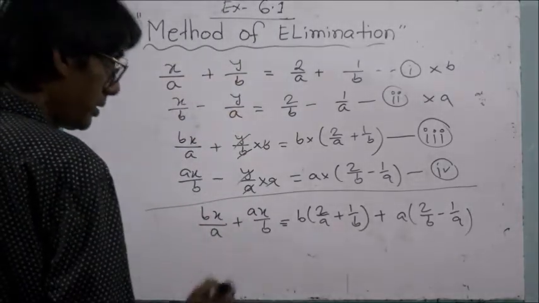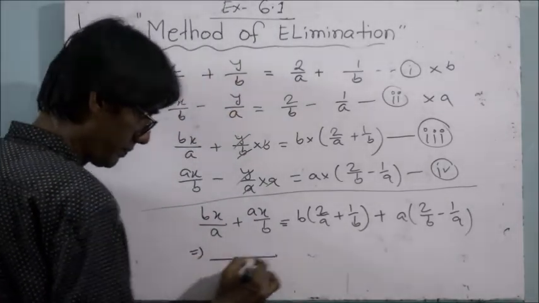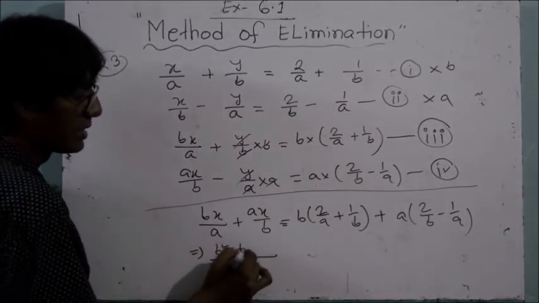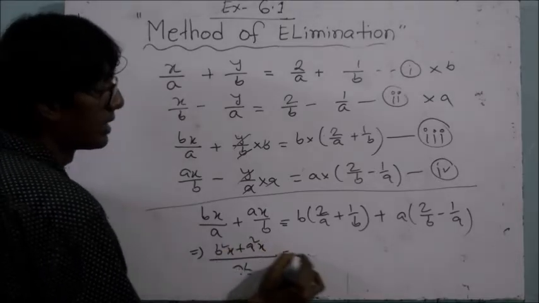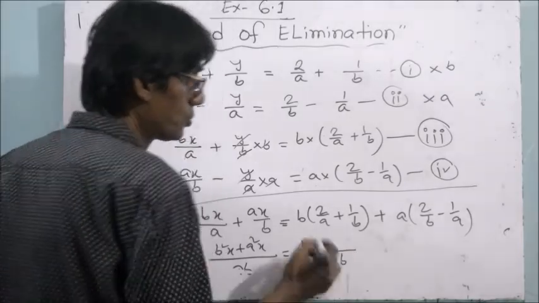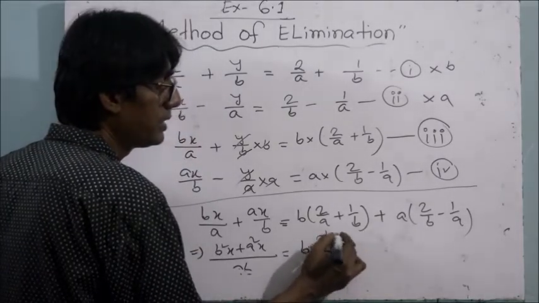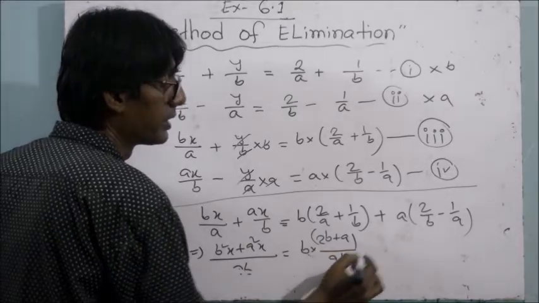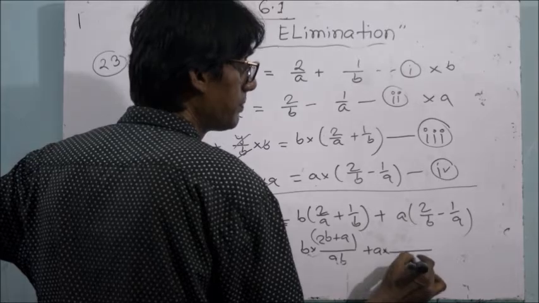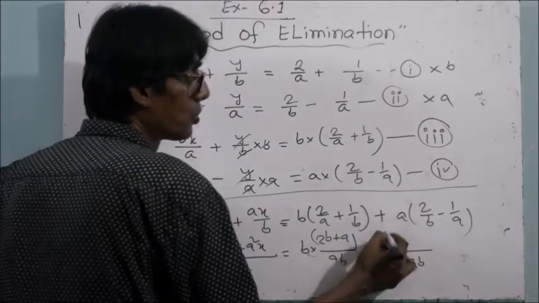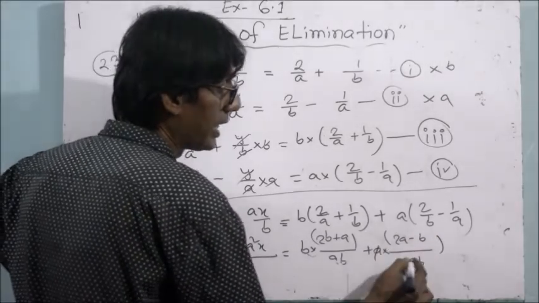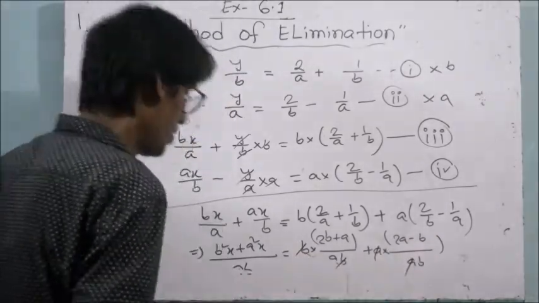Now here make the LCM ab, so a is omitted: b square x plus a square x. Here also make the LCM ab, so 2b plus a. Same way make the LCM ab, so 2a minus b. Here a omitted, here b and b omitted.